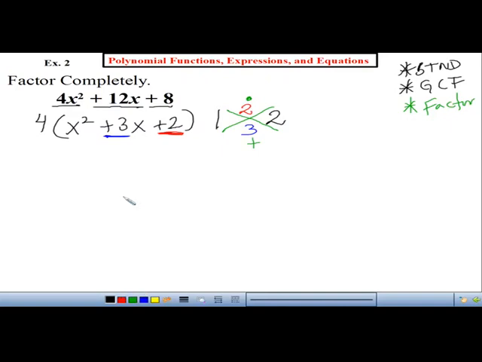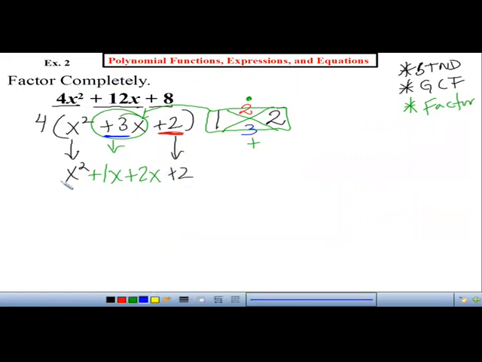Okay. So let's rewrite this factor inside. So I bring the first term down, x squared. Next, I need to bring this one down, but do I bring that 3x down? No, I need to replace it with what? These two. So this becomes positive 1x, positive 2x. Bring down the last term, plus 2.